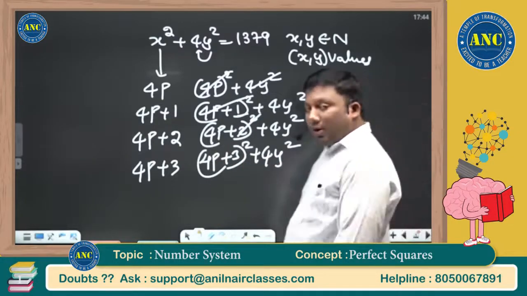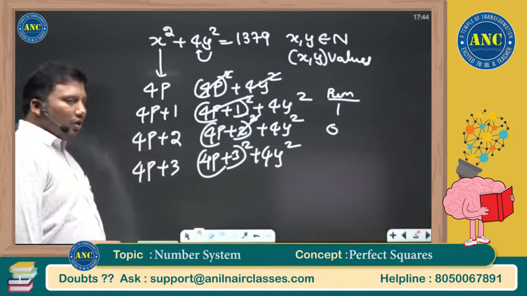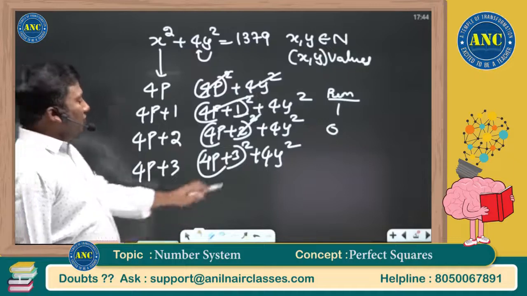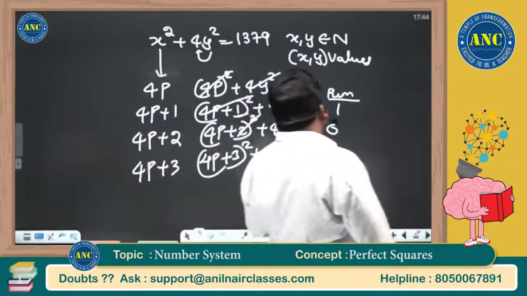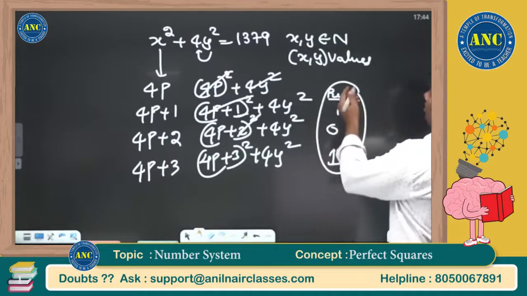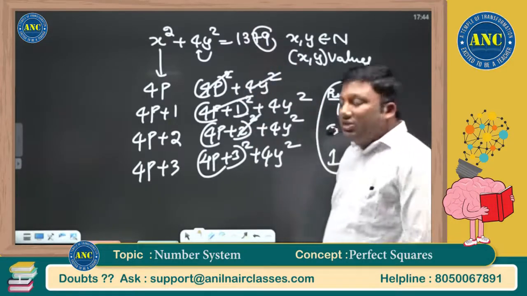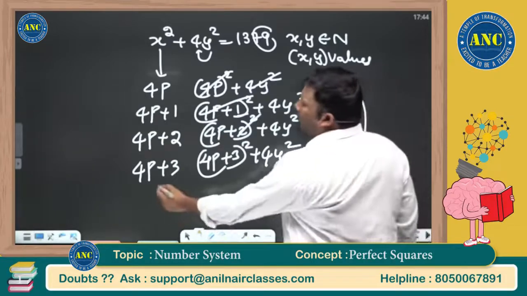4p square divisible by 4, 2 into 4p into 3 divisible by 4. 3 square is 9, and 9 when divided by 4 gives remainder 1. Either remainder 0 or remainder 1. 1379 is 4 into 344 plus 3. So the same thing you will get.